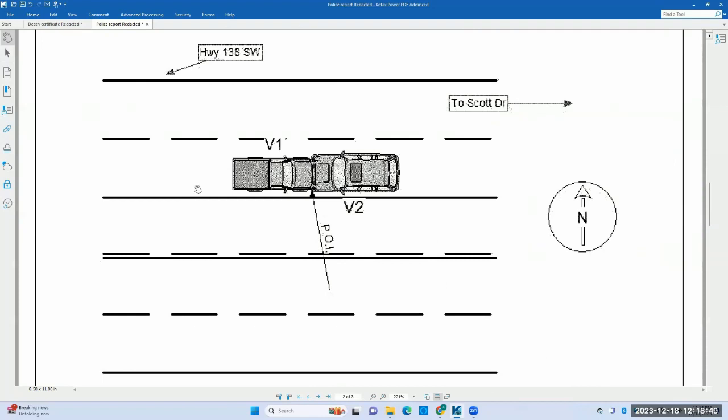Here we have the diagram of what happened. It looks like there was a head-on collision, but it looks like somebody wasn't in the right lane here.